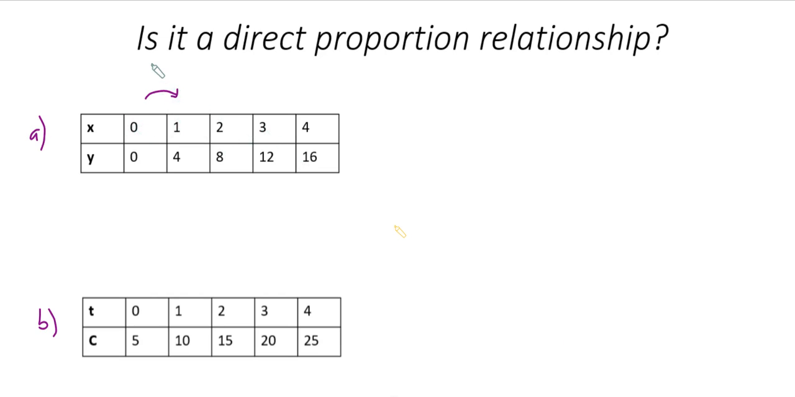For 0 to get to 1, we add 1. For 1 to get to 2, we add 1. For 2 to get to 3, we add 1, and so on. So we can say our first little condition is met. X increases at a constant rate.